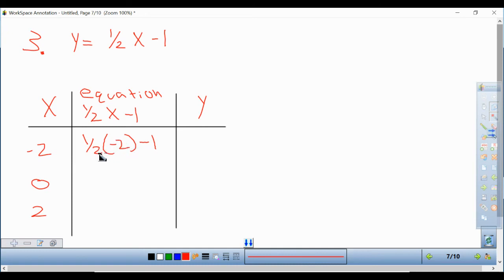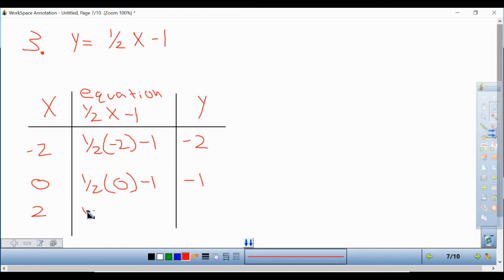So let's see. 1 half times 2 is 1, and a positive times a negative is a negative. So negative 1 minus 1 gives me negative 2. Now I've got to do it for the 0 X value. 1 half times 0 minus 1. Anything times 0 is 0. 0 minus 1 gives me negative 1.